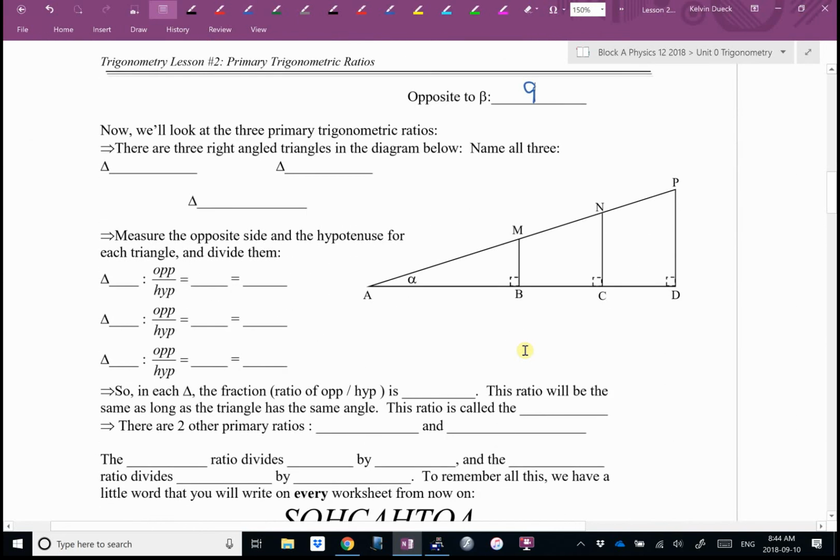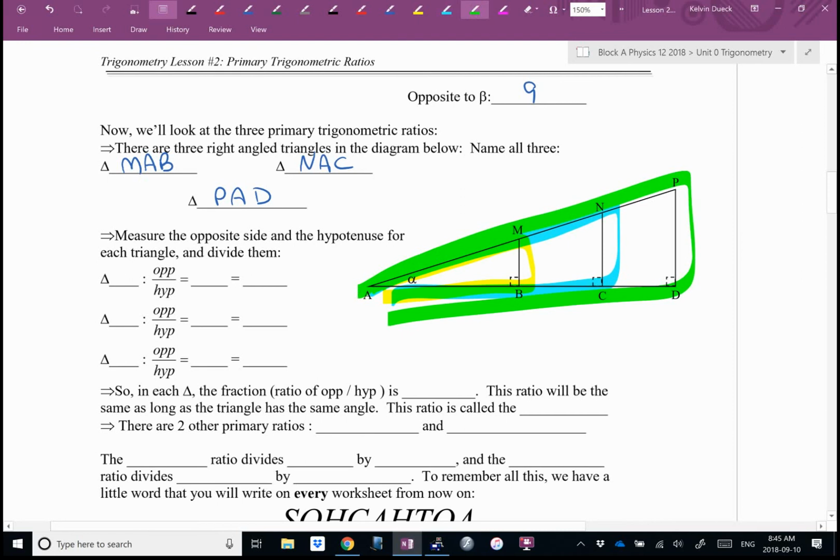Now we're going to look at the three primary trig ratios. There are three right-angled triangles in the diagram below. The small triangle we would call MAB. The medium triangle we would call NAC. And the largest triangle is PAD. There's no formal order to labeling. You could have called it BAM or ABM, it doesn't matter. But can you see the three triangles? There's that one. There's that one. And there's that one.